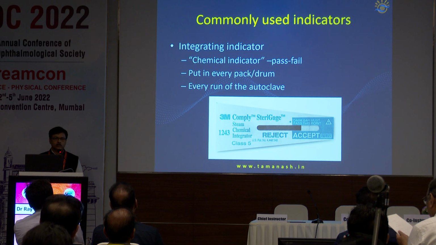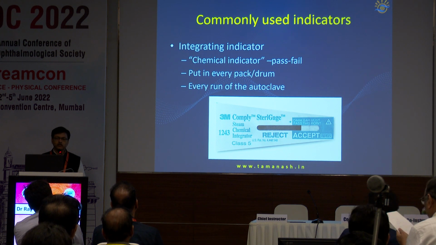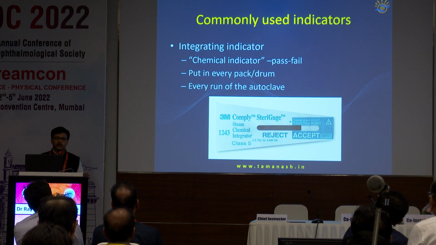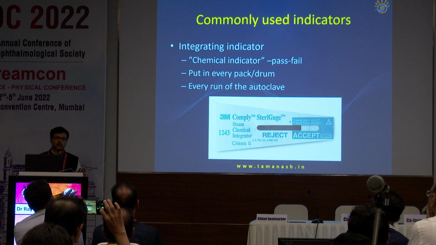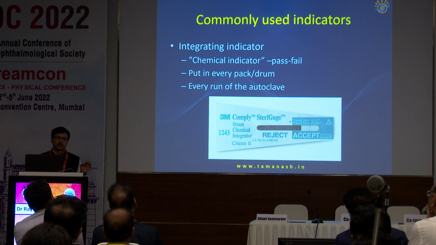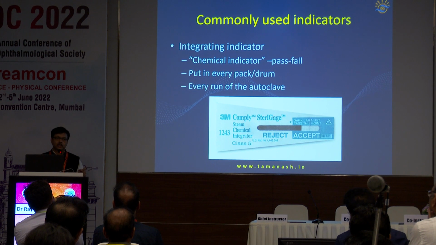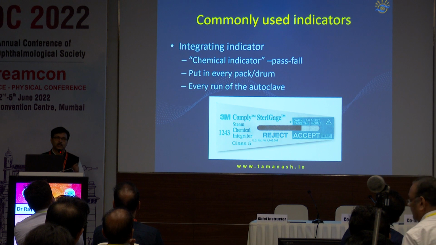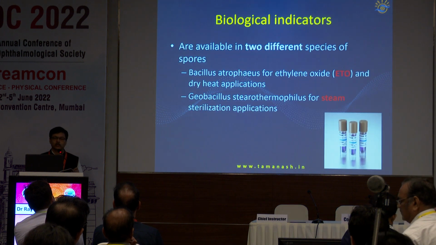This is the most commonly used type of indicator, which is an integrating indicator. It is a pass-fail indicator, and it integrates both the steam pressure achieved as well as the chemical and temperature indicator. So this is a steam and temperature indicator, and if it is pass, you accept it. If it is fail, you reject it, and it has to be there in every run of the autoclave. Every time you run an autoclave with a single load or multiple loads, this has to be done. The technician on opening the autoclave has to check it, stick it in the logbook, and sign it. So the load number and whether it has passed the integrating indicator is important.